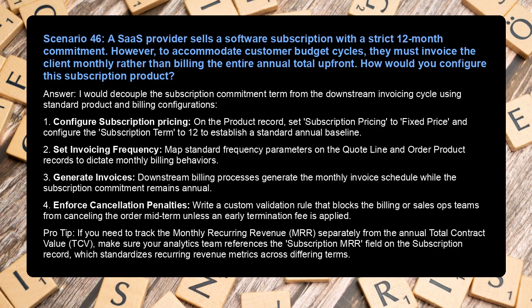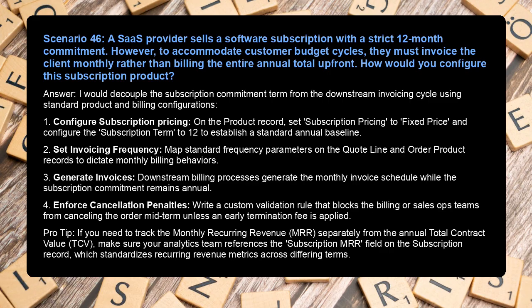Answer: I would decouple the subscription commitment term from the downstream invoicing cycle using standard product and billing configurations. 1. Configure subscription pricing. On the product record, set subscription pricing to fixed price and configure the subscription term to 12 to establish a standard annual baseline. 2. Set invoicing frequency. Map standard frequency parameters on the quote line and order product records to dictate monthly billing behaviors. 3. Generate invoices. Downstream billing processes generate the monthly invoice schedule, while the subscription commitment remains annual.